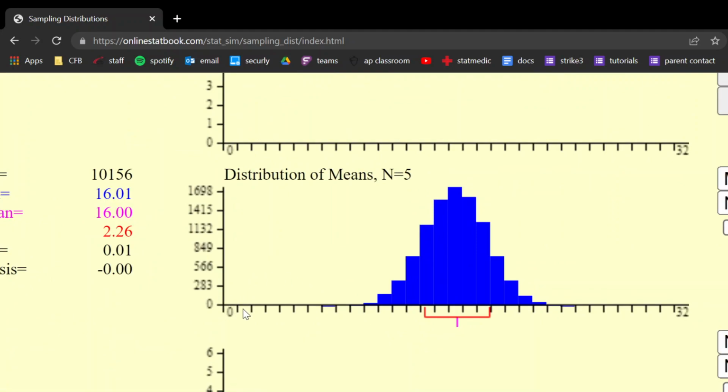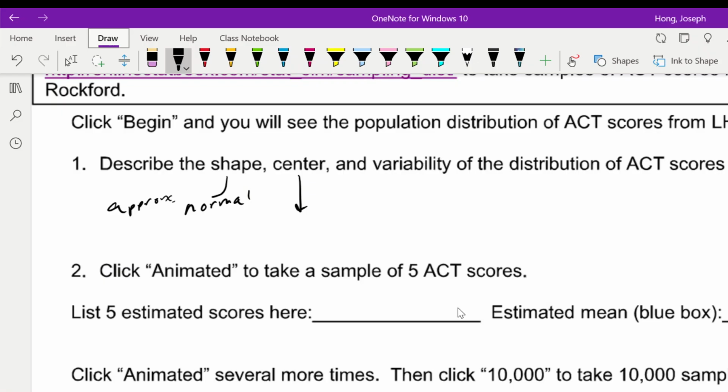directly in the middle. So 1, 2, 3, 4, 5, 6, 7, 8, 9, 10, 11, 12, 13, 14, 15, 16, between 16 and 17. So I'm just going to say 16 because there's 32. You can score 32. Makes sense that like half of it would be like the center. So this is my mean.